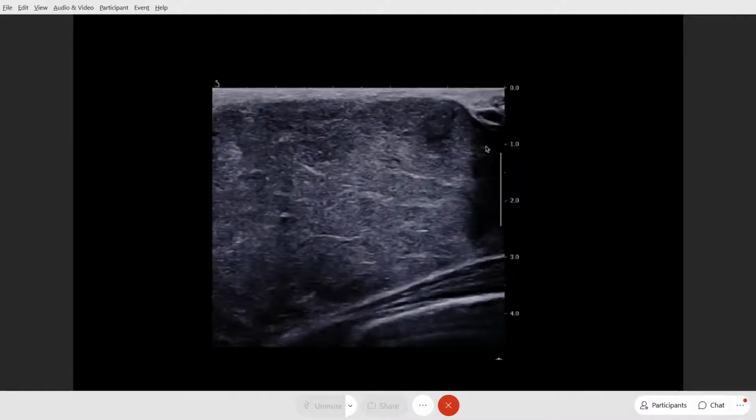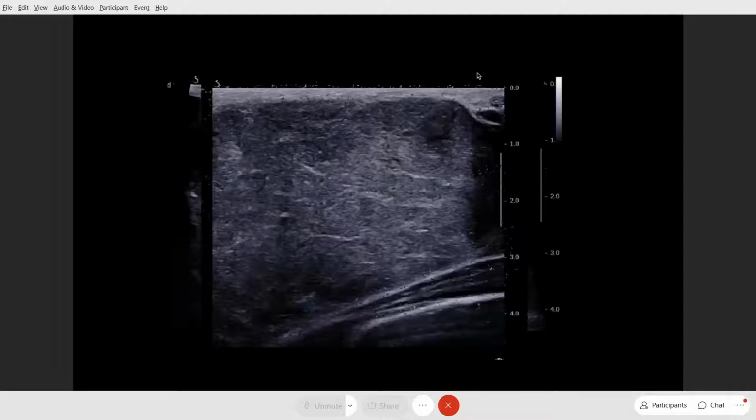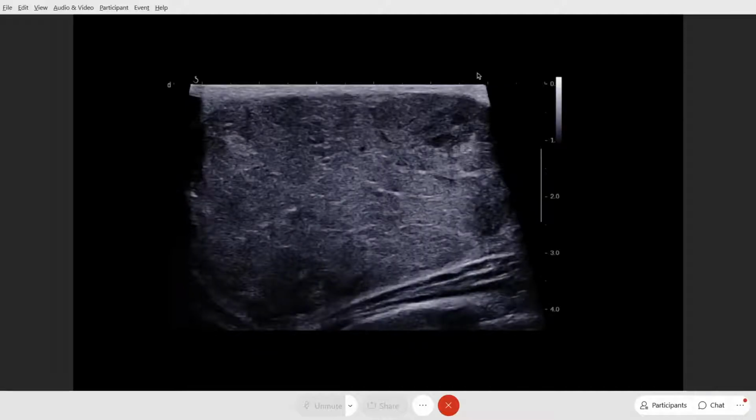Again, look at this case. This is a huge lesion. We do get patients with large, big tumors, and the linear probe may not be sufficient to analyze this lesion in toto. We do have an option of virtual convex in a linear probe. Still, it is not good enough to evaluate the lesion margins completely.